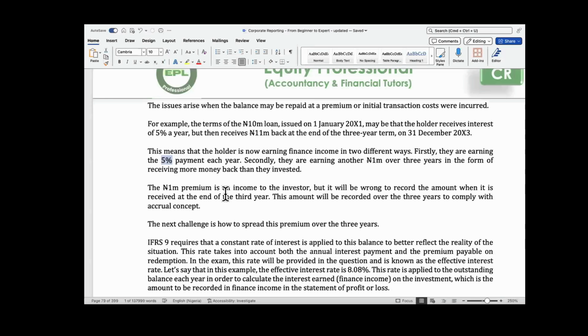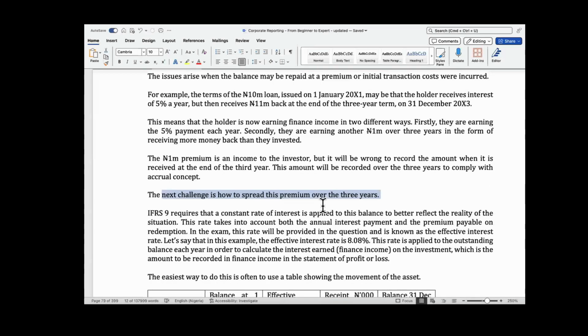So the major challenge is how do you spread it? How do you spread it over the 3 years? IFRS 9 already figured it out for us.